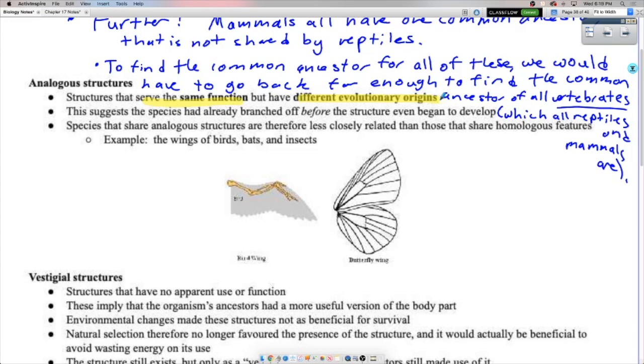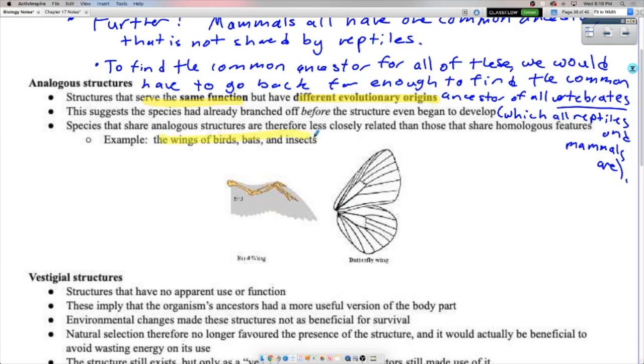So remember in the last example, our common ancestor already had some limb. We all evolved from that. And then evolution turned the limb into what each species needed it for most, right, over millions of years. In this case, the common ancestor that these guys share is way farther back and it doesn't have that thing. So the example that they give here is a bird wing and a butterfly wing, right?